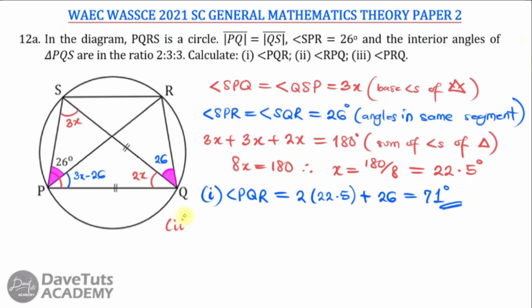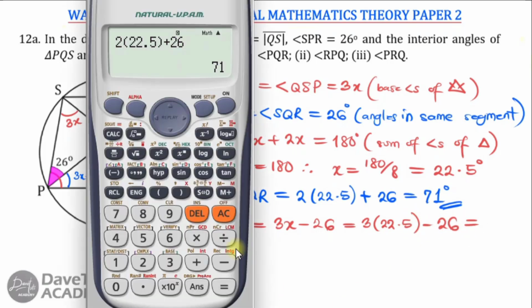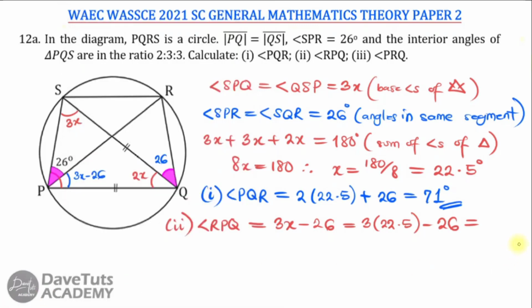In the second case, we are looking at the angle RPQ, and looking at our diagram, this is RPQ. We can see from that diagram that this is nothing but 3x minus 26. And thank goodness we have gotten our x. So this is 3 times 22.5 minus 26. So this is minus, and in the first case it is 3 and not 2. Okay, so this is 3 times 22.5 minus 26, and this is what? This is 41.5. So I have this as 41.5 degrees.